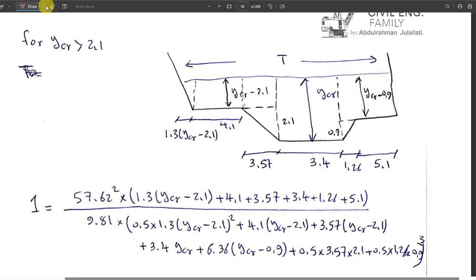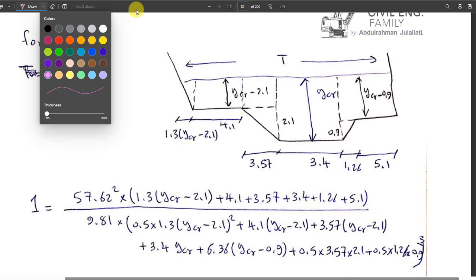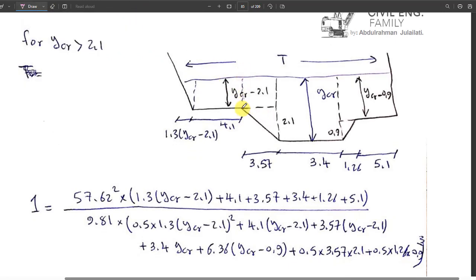So what we say about this one, I should therefore complete this one up to the breaking point. Therefore we know the value here because this was 2.1, and here also I complete this one, which was 1.26 because it's 0.9. And how much is this height? Y critical minus 0.9. What is that height? Y critical minus 2.1 because we passed the breaking point, isn't it? Like this.